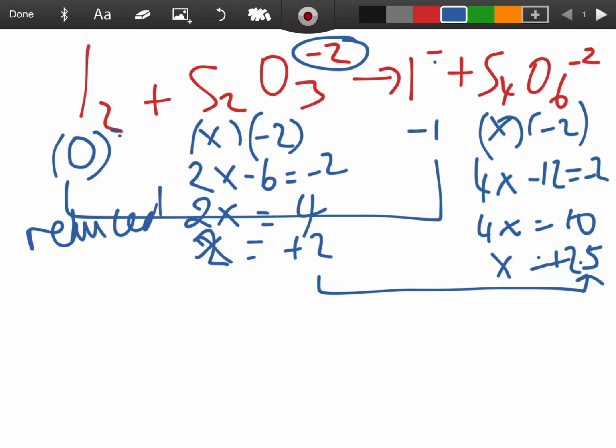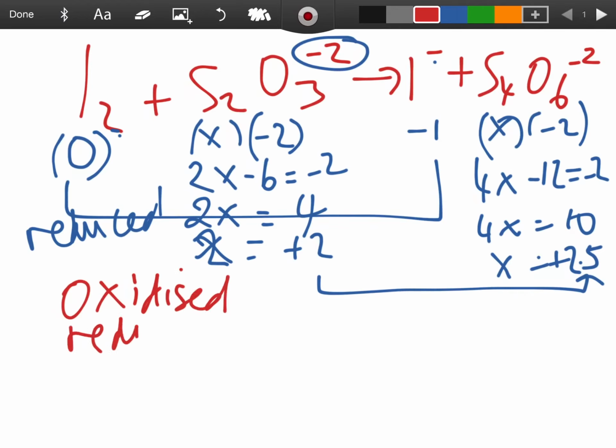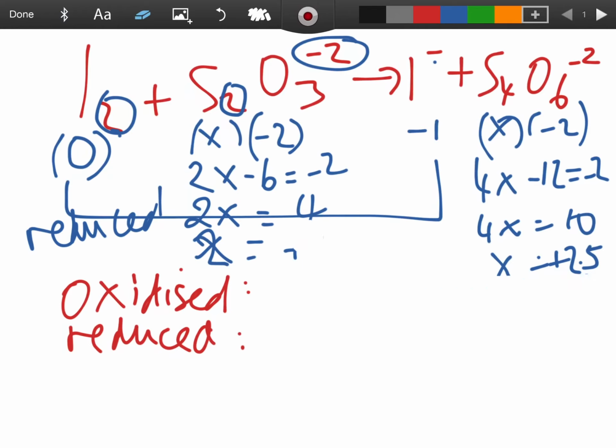Okay? Now, what has been oxidized? Well, the sulfur's been oxidized. What has been reduced? The iodine's been reduced, okay? So pull those out separately now. So what's been oxidized and what's been reduced, okay? So we said a second ago.